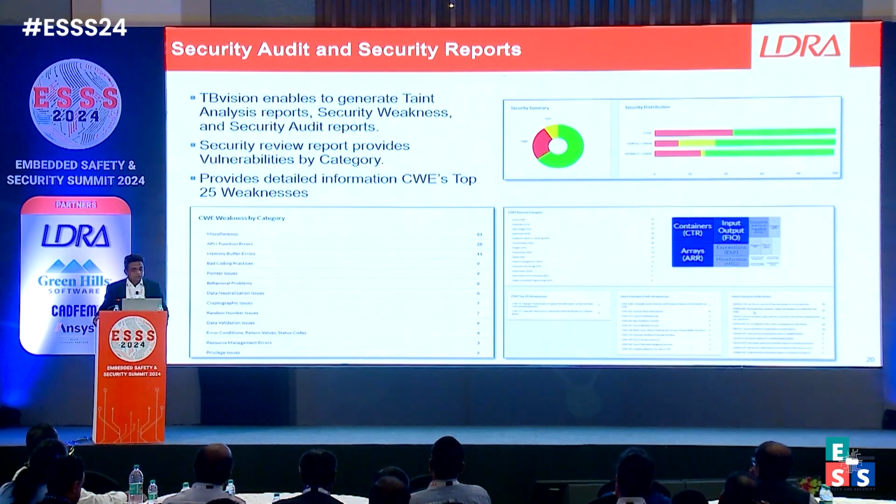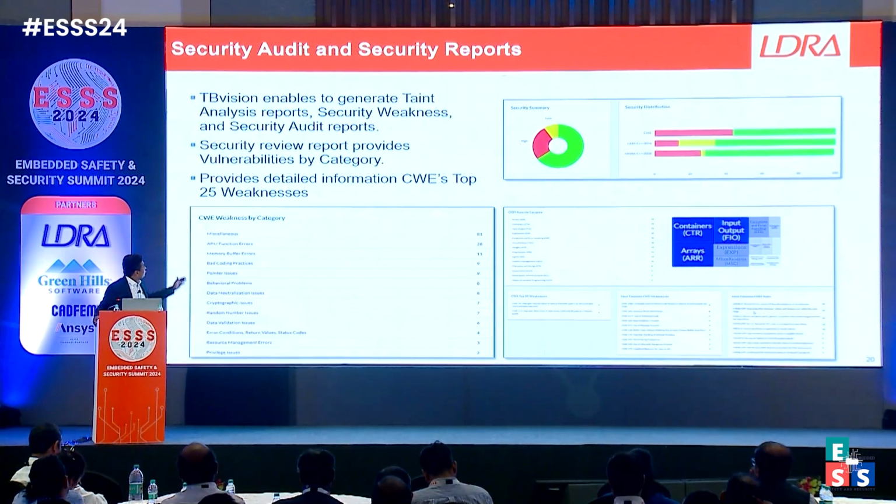And also new security weakness report, security audit reports are available. So on the right hand side, you can see the security distribution of CWE, CERT coding standards and MISRA coding standards. So you can have a comparison of these security rule violations with the different standards, and also it provides you reports with respect to the CWE's top 25 weaknesses.